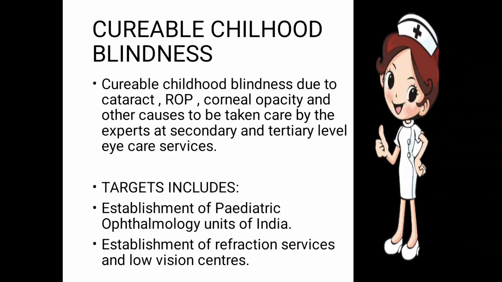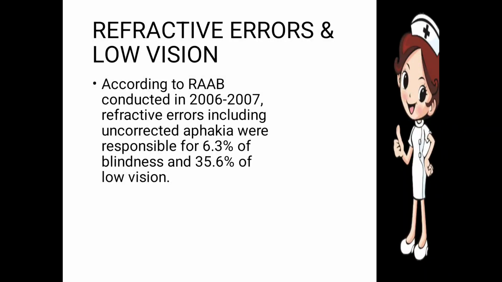So the targets include establishment of pediatric ophthalmology units in India. Pediatric means child specialists. So child specialist units should be established in India. Establishment of refraction services and low vision centers. More and more refraction services and more low vision centers should be established. When the person gets to know about all these things, then he or she will move to the higher centers also.